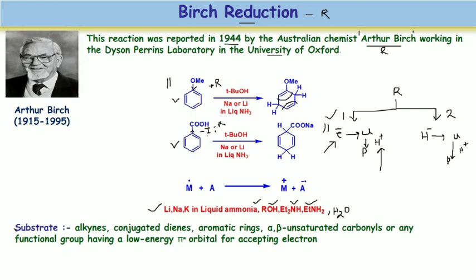Now, what kind of substrates can undergo Birch reduction? Normally, alkynes, conjugated dienes, aromatic rings, and alpha beta unsaturated carbonyls or any functional group having a low energy pi star orbital can undergo Birch reduction. So I will start serially from alkynes to alpha beta unsaturated carbonyls, but now I will be discussing the alkynes.